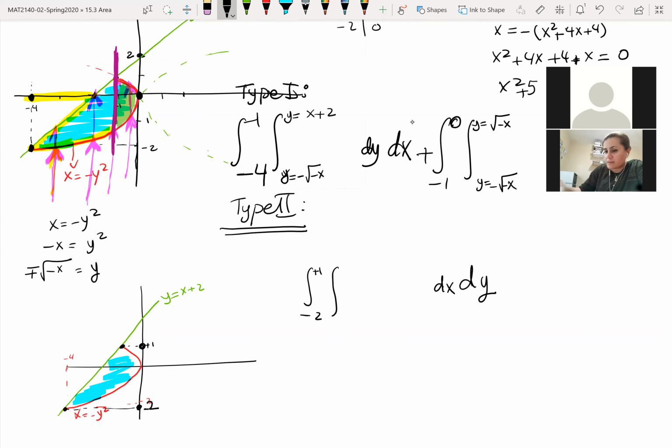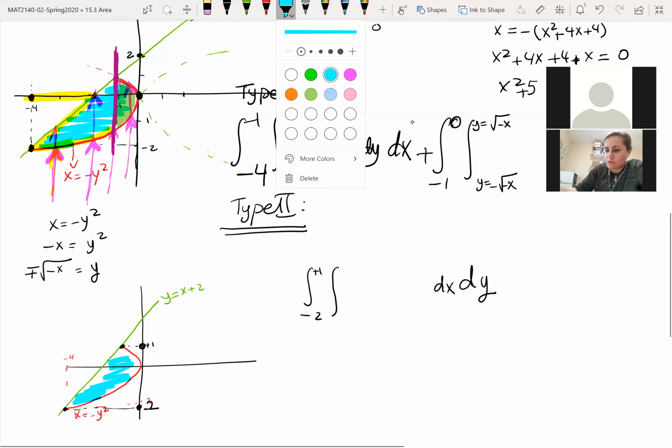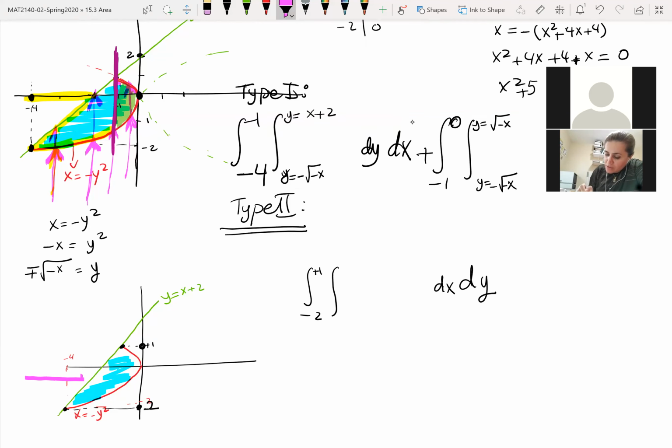For the x's, let's just make it different. We always go from the x direction, which is from left to the right. So the left side is the lower limit, which is x equals minus y plus 2, and then x equals y minus 2. And then the upper limit is this one, x equals minus y squared.